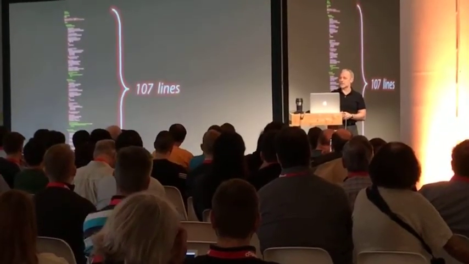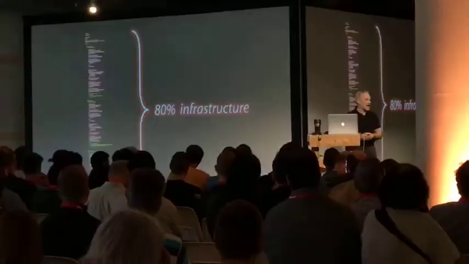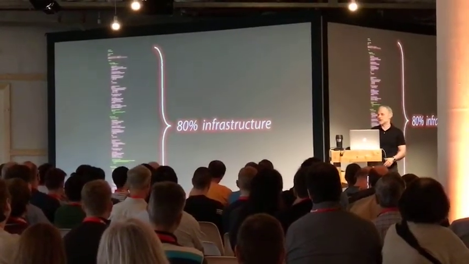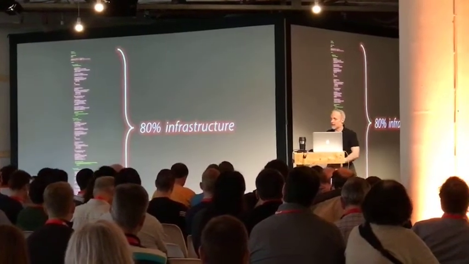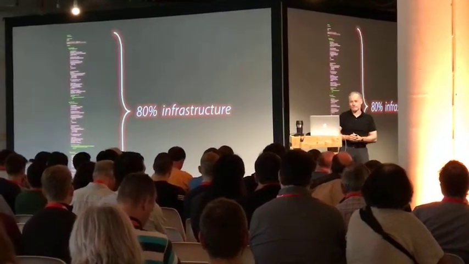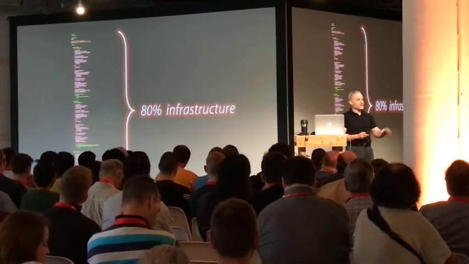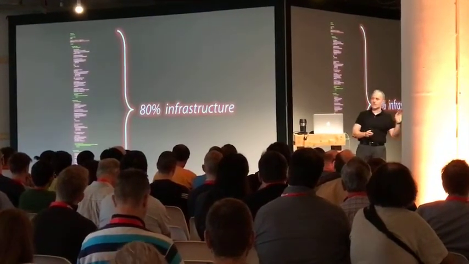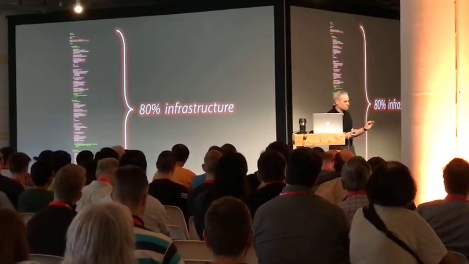107 lines to implement those 3 keywords. 80% of it just infrastructure code. Code that's not solving my problem, except that my problem is Perl 5 doesn't have a better mechanism for this. So the only thing that I don't like about keyword simple is the name.